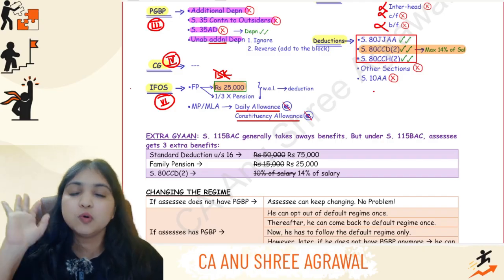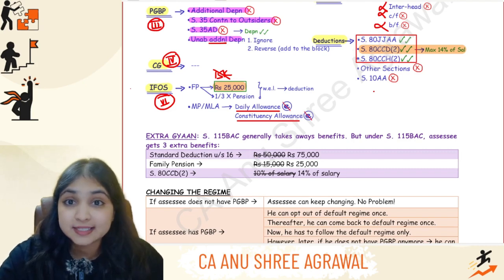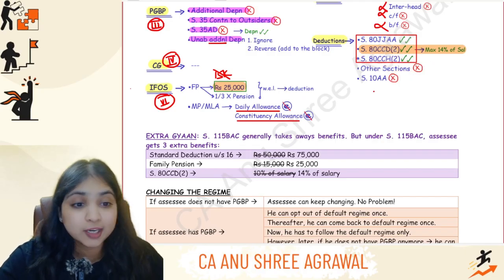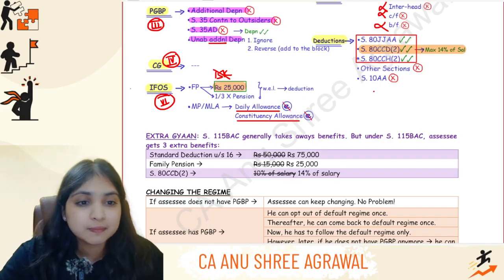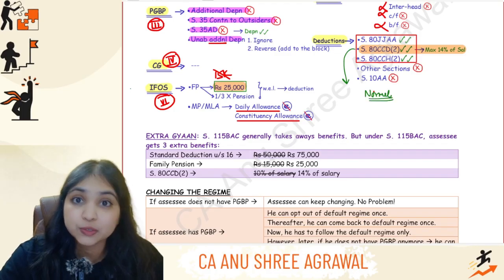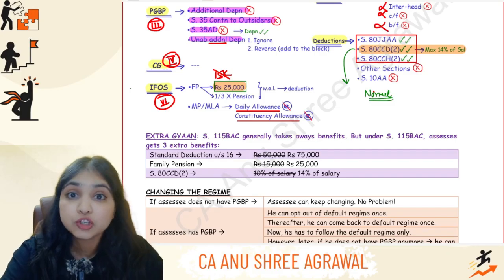Under the default regime, only three sections you will get in Chapter 6A: 80JJAA, 80CCD subsection 2, and 80CCH subsection 2. Other sections you will not enjoy. 10AA also you will not enjoy. Now listen, when it comes to 80CCD subsection 2, employer's contribution to NPS, under the normal regime, how much maximum deduction do you get, guys?